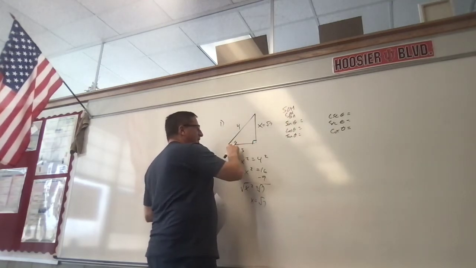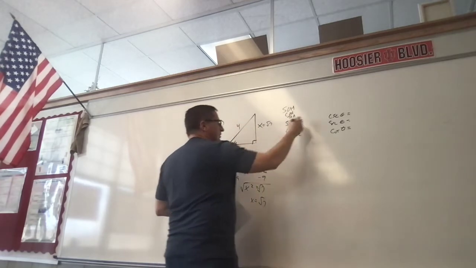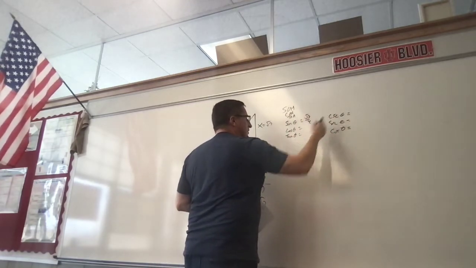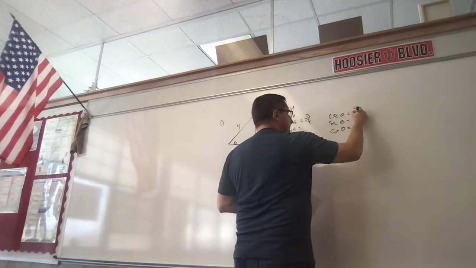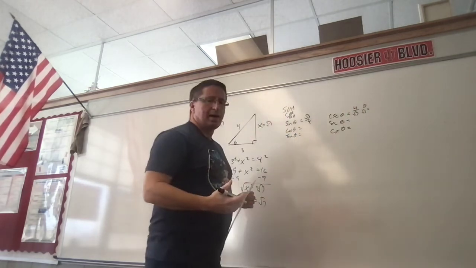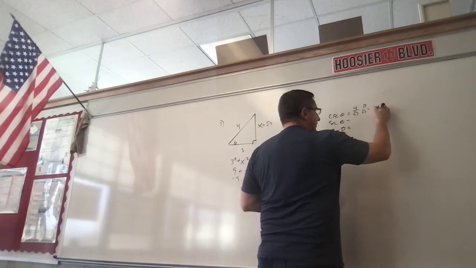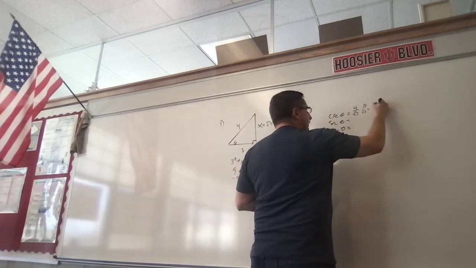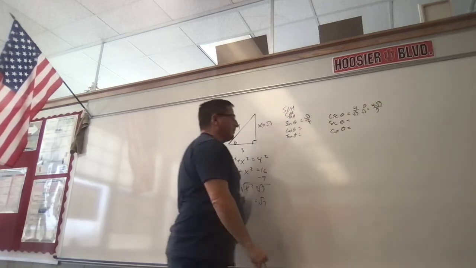Sine is opposite over hypotenuse, so radical 7 over 4. Cosecant, flip that, it's 4 over radical 7. Multiply the top and bottom by radical 7 to get rid of the radical on the bottom. On the bottom we have radical 7 times radical 7, which is radical 49, which is 7. On top, 4 times radical 7 is 4 radical 7.